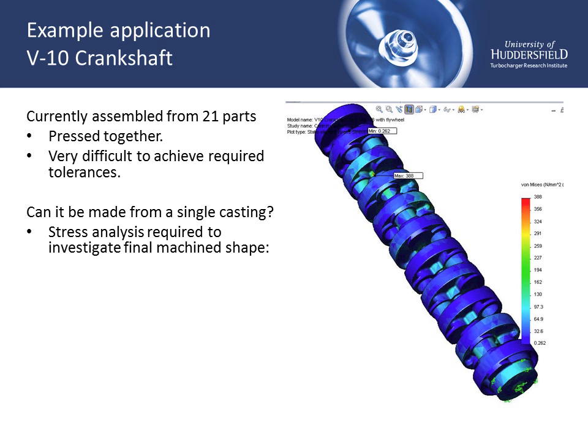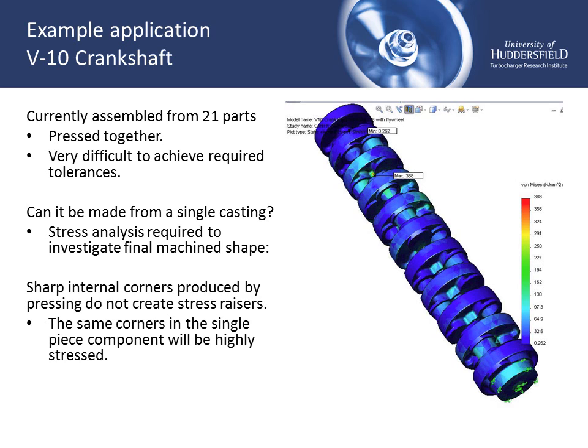So the question was, could that be made from a single casting, and stress analysis was required to investigate the final machined shape. And one of the problems that was very quickly identified was that the sharp internal corners that are produced during the pressing operation don't create stress raisers, but if you try and then make those same sharp internal corners from a single piece of material, then you will get very high stress raisers, and they needed to be eliminated.